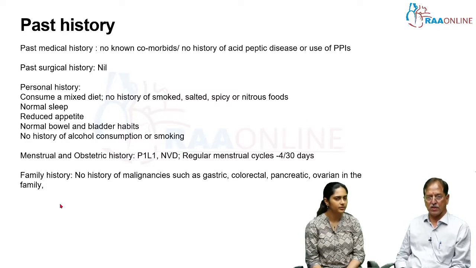Okay, good. Right then. Coming to the menstrual and obstetric history, she has one child which is through normal vaginal delivery. She is having regular menstrual cycles of 4 by 30 days. Coming to the family history, there is no history of malignancies such as gastric, colorectal, pancreatic or ovarian malignancies in the family. Why is it important?